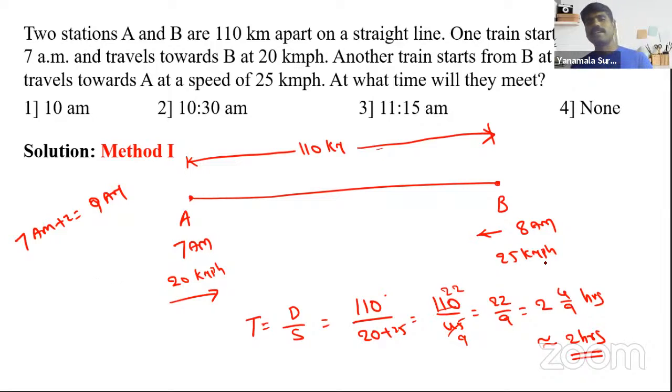Or if I had taken with respect to 8 a.m., 8 a.m. plus 2 hours, which is nothing but 10 a.m. I mean to say that from station B, exactly at 10 a.m., the two trains will meet each other. Okay. Now, which time do I have to take? Sir, very simple, sir. In the options they had given only 10 a.m., take 10 a.m., sir.